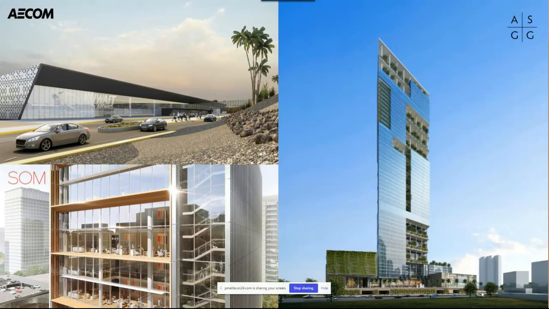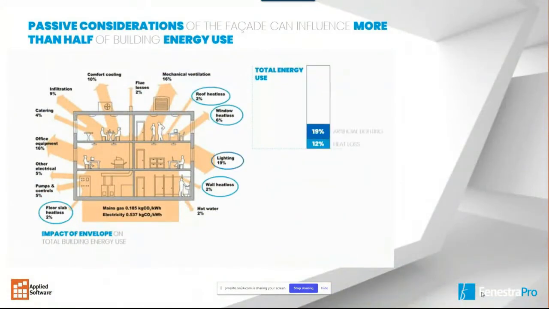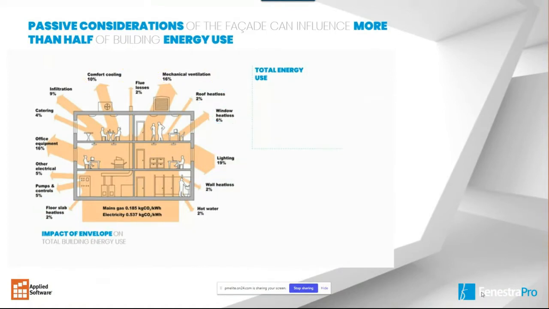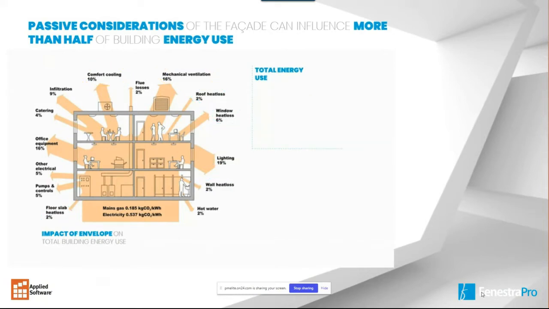So, design buildings with beautiful facades and beautiful elevations, but all the time with performance in mind. If we take a typical office building or a typical commercial building, the passive considerations of the facade can influence more than half of that building's energy use. If we take really big energy impacts like heat loss, for example, through the floor slab, through the walls and glazing and through the roof, we're looking at about 12% of the building's energy to account for that.